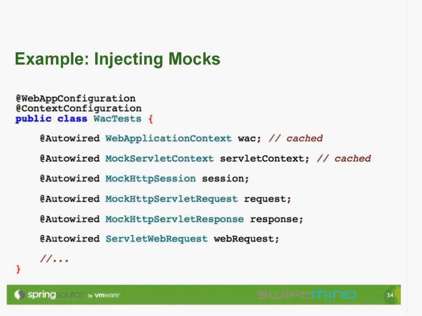And what that means is that the Spring TestContext Framework will automatically cache your application context across the execution of test methods within the class, as well as across the execution of test methods within your test suite. For more information on this, I recommend you check out the context caching section of the testing chapter of the Spring reference manual. Now, we see also that we can inject, for example, the MockHttpSession, the MockHttpServletRequest, and the response, as well as the ServletWebRequest. And we'll take a look at a few examples of these in the coming slides.